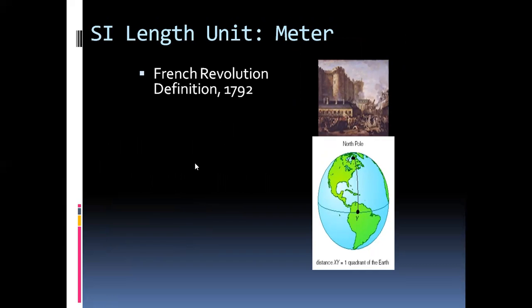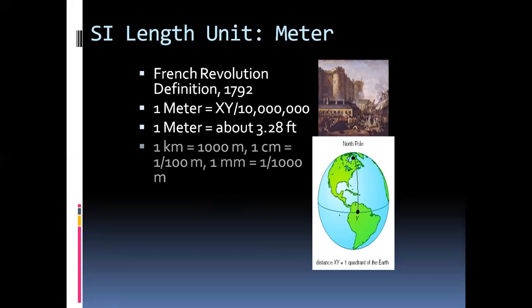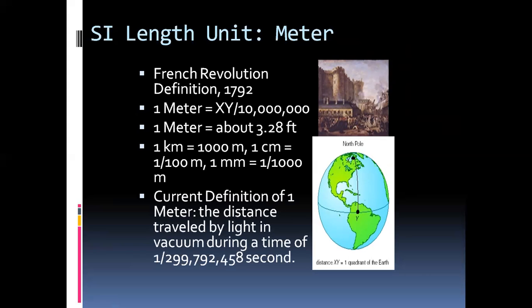was defined during the French Revolution in 1792. One meter is equal to one ten-millionth of a certain distance. We can also say one meter is about 3.28 feet, and one kilometer is 1000 meters. Now the meter is defined as the distance traveled by light in vacuum during 1 by 299,792,458 of a second.